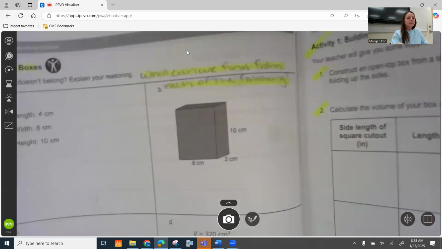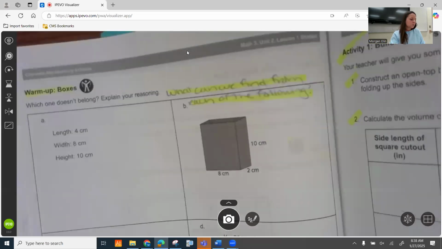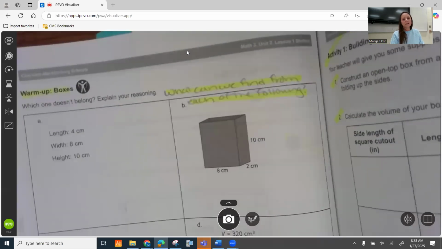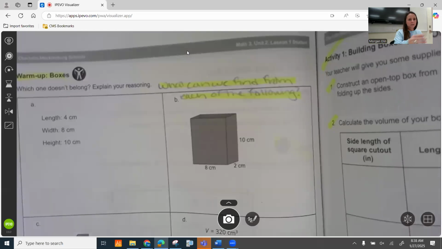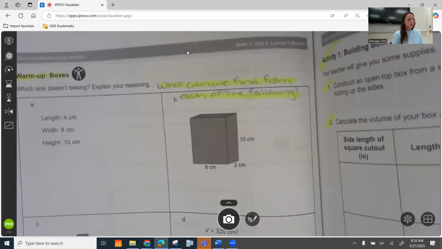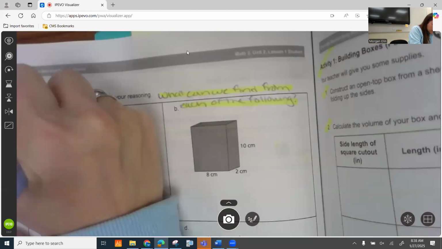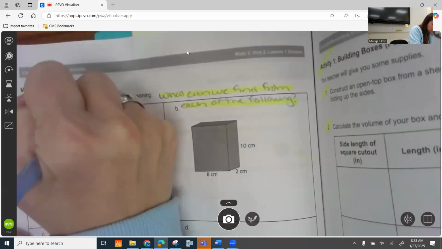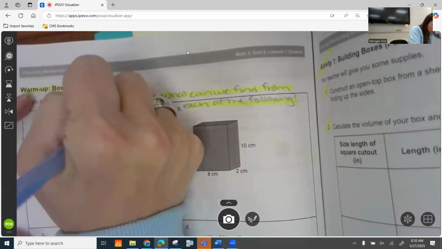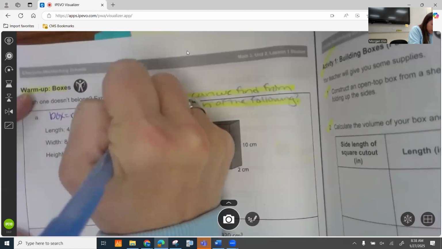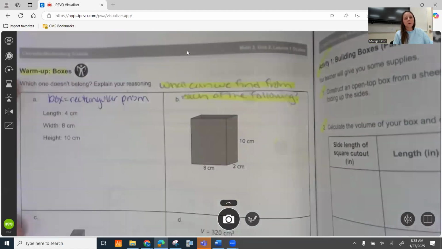Now, I know this says on page 136 which one doesn't belong, but let's start thinking about some other things that we can do with boxes. All right, now, number one, just know another word for box is rectangular prism. All right, so if you ever hear rectangular prism, please know that that's a box.